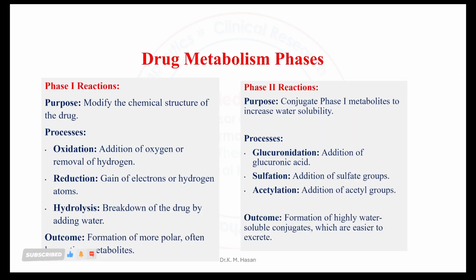Okay, we have two main phases of drug metabolism: phase 1 reaction and phase 2 reaction. For the phase 1 reaction, the purpose is to modify the chemical structure of the drug. We have three main processes: oxidation, reduction, hydrolysis. The outcome is to make the medication more polar, a less active metabolite. So with phase 1 metabolism, remember three main processes: oxidation, reduction, hydrolysis, mainly involving the cytochrome P450.